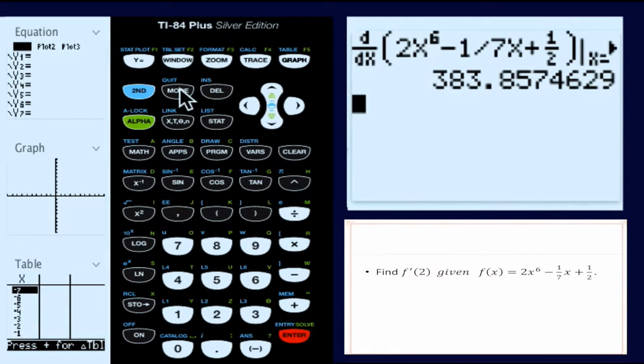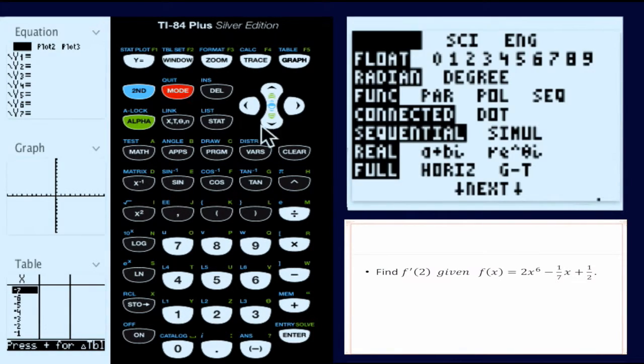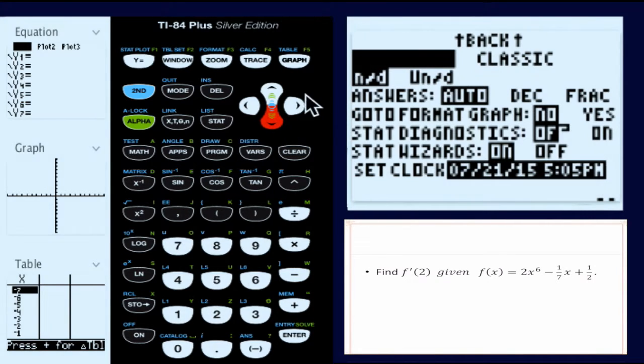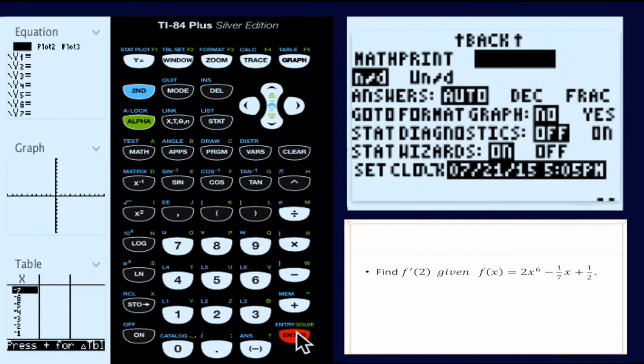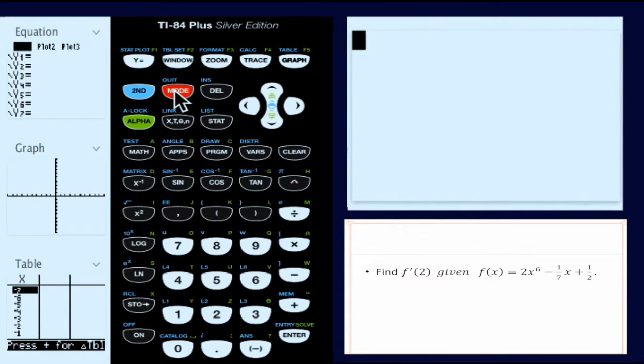Another way to calculate this is in classic print. What we just saw was pretty print. So I'm going to go to mode. I'm going to scroll all the way down and change my print to classic for those of you that don't have pretty print. So in mode, I'm going to press enter. And then I'm going to quit, so second quit, and now I'm going to do the same thing.